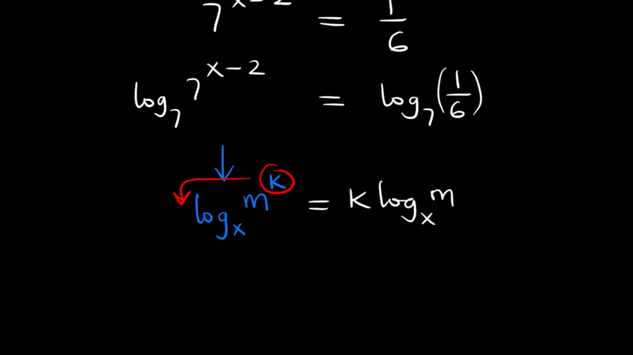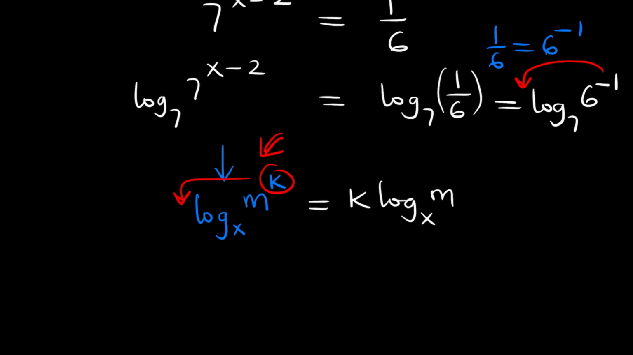And then the one for the right hand side, because this is 1 over 6, by indices 1 over 6 is the same thing as 6 raised to power minus 1, and it's actually the same law, the same principle here. So we are going to express this as log to base 7 of 6 raised to power minus 1, and then we can now transfer negative 1 all the way to the back. So let's rewrite the equation.